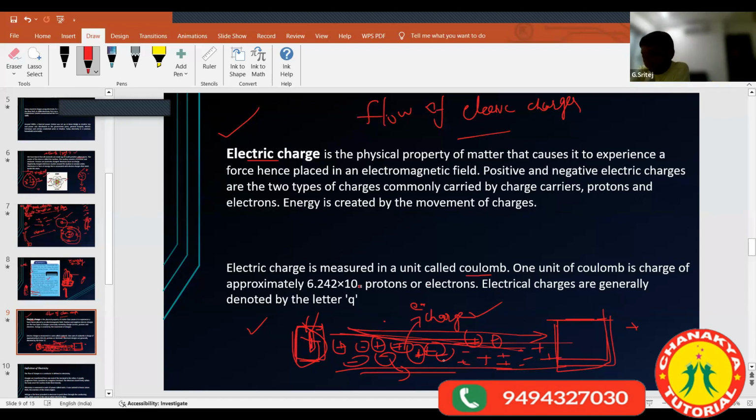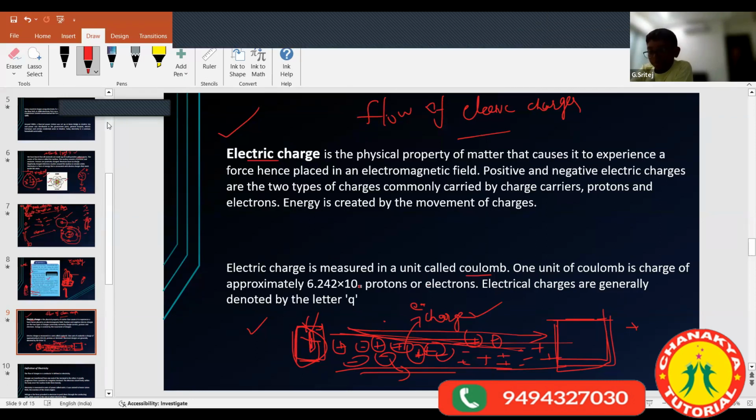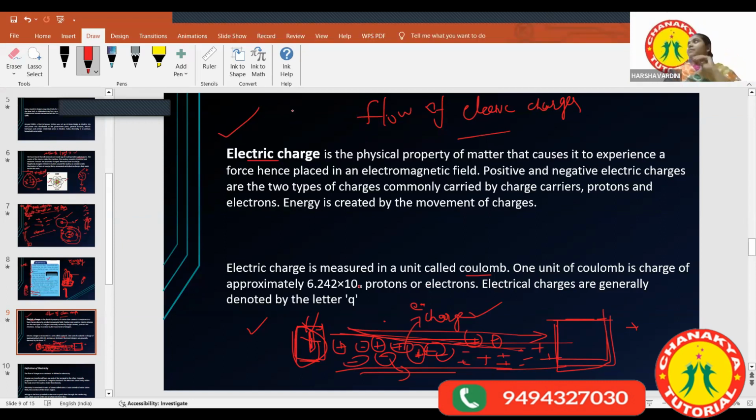Ma'am, these electric charges only keep flowing when we switch on the appliance, like a fan or a light bulb, right? Correct, exactly. When you switch on, there will be electric charges everywhere around you. Even in the atmosphere, charges are present, but in a static position. What do you mean by static? No movement. They will not move.